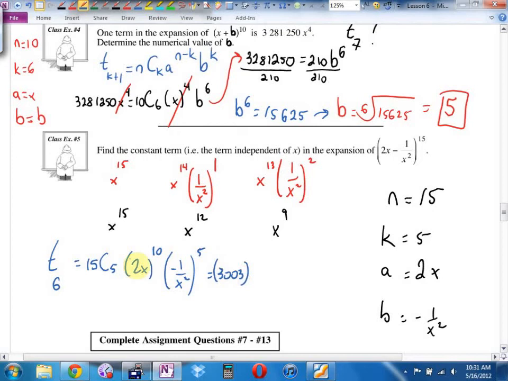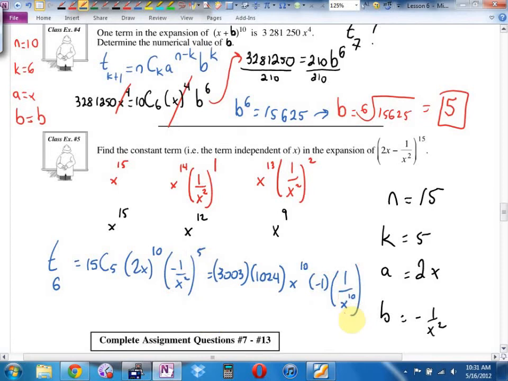And then I have a 2 to the 10th. What's 2 to the 10th? And then I have an x to the 10th. And then I have a negative 1 to the 5th. What's a negative 1 to the 5th? Just plain old negative 1. And then I have a 1 over x squared to the 5th. I think that's a 1 over x to the 10th.